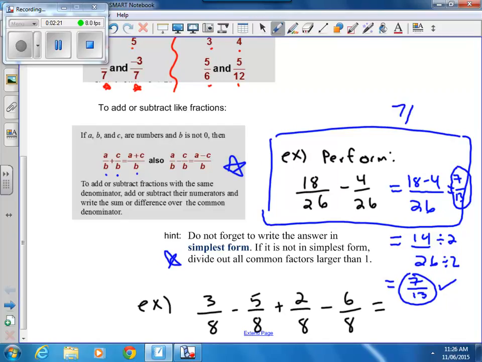So I'll just hover the answer over here. All right, so again, when you're adding fractions, or subtracting fractions for that matter, that have the same denominator, you just keep that denominator and travel straight across on the numerators, like 18 minus 4 would have been 14 over 26. So I hope you're looking at that and thinking, okay, that wasn't too bad.